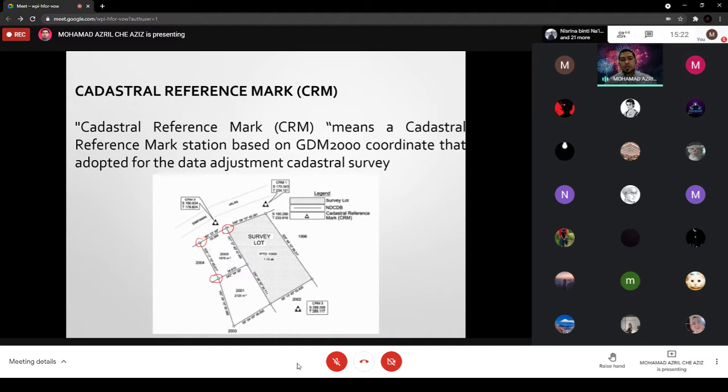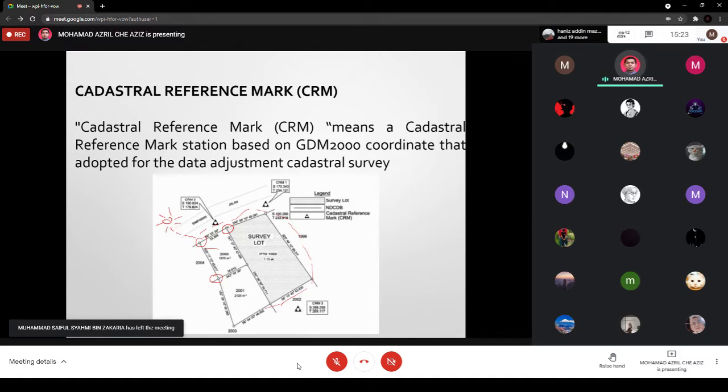You can use them to start the survey, as the datum to start the survey. You can use three boundary marks, or you use two boundary marks and then carry out a solar observation. Once you use two boundary marks and one solar observation, you can start your survey. You survey surrounding this lot, and then you close back.